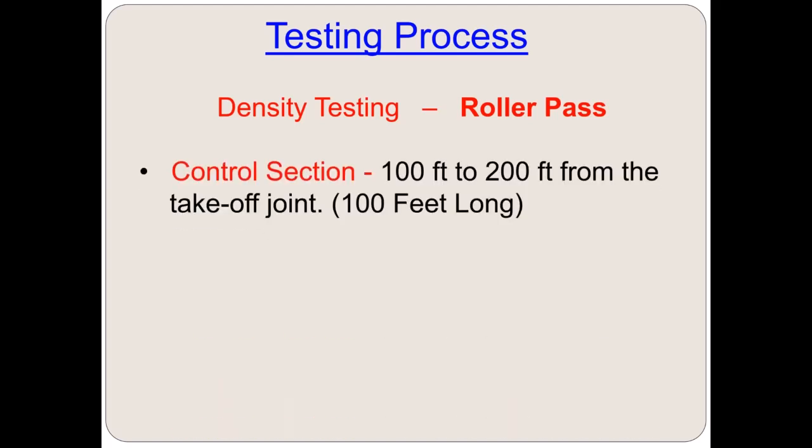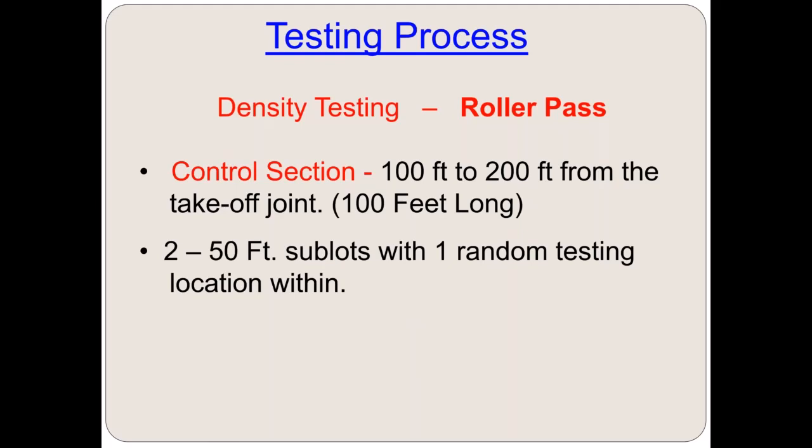The control section really hasn't changed from the way it has standardly been done. It's still going to be a 100-foot long section, but it has been written into the specification that it starts 100 foot from the takeoff joint. A lot of technicians do that anyway, but now it's written into the spec that we start 100 feet from the takeoff joint. It's going to be broken down into 2 50-foot sublots with 1 random testing location within.